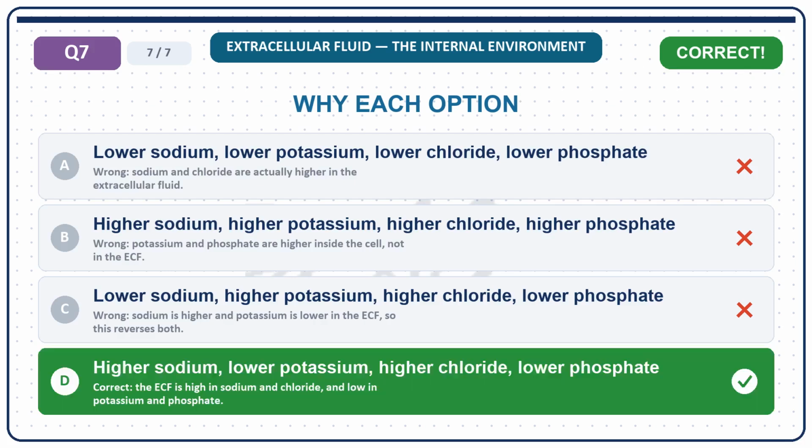And option D, higher sodium, lower potassium, higher chloride, lower phosphate. This is the correct answer. The ECF is high in sodium and chloride, and low in potassium and phosphate.